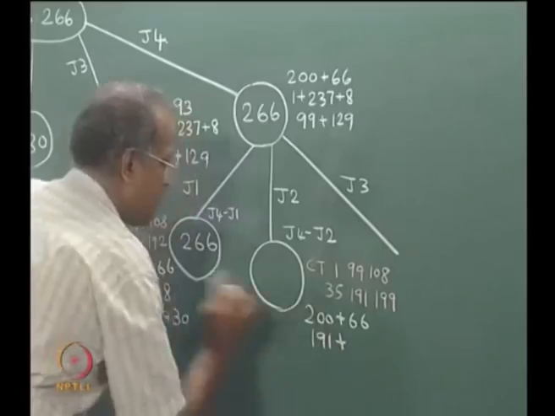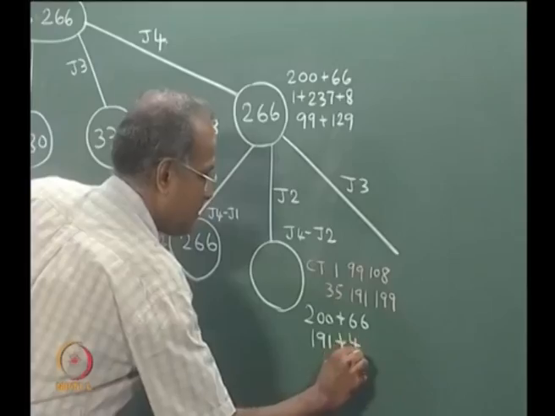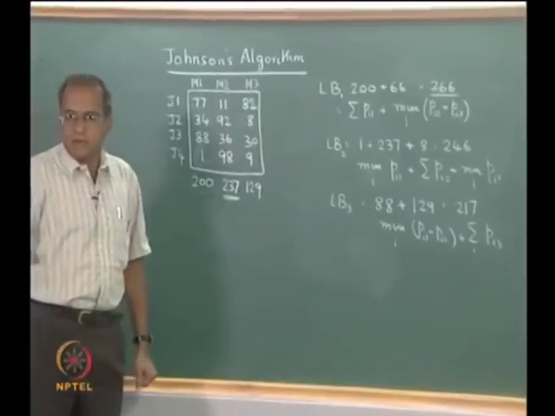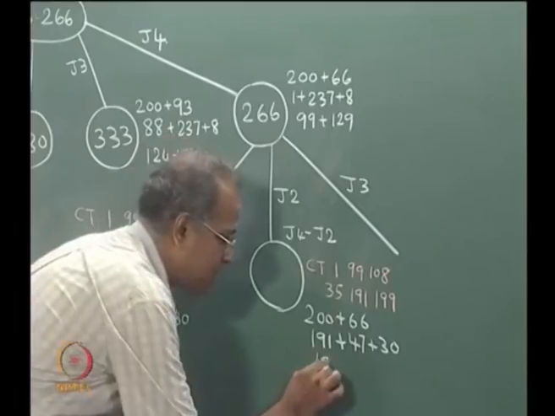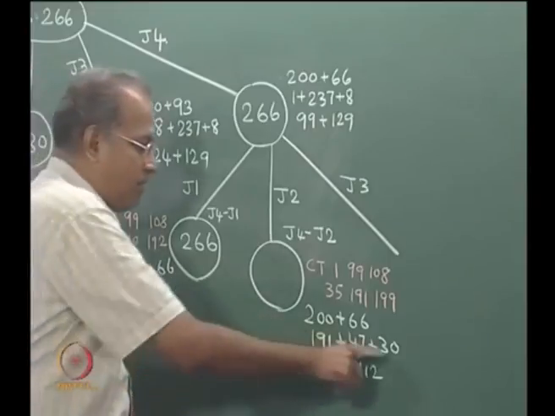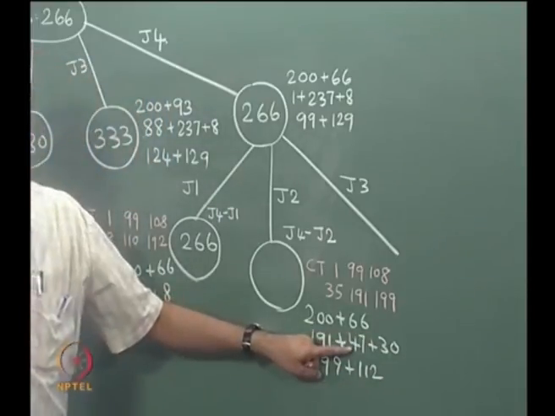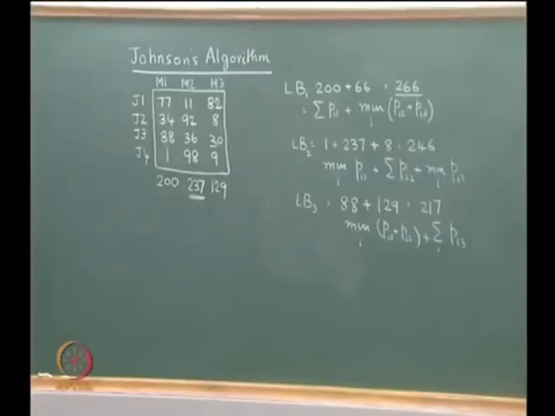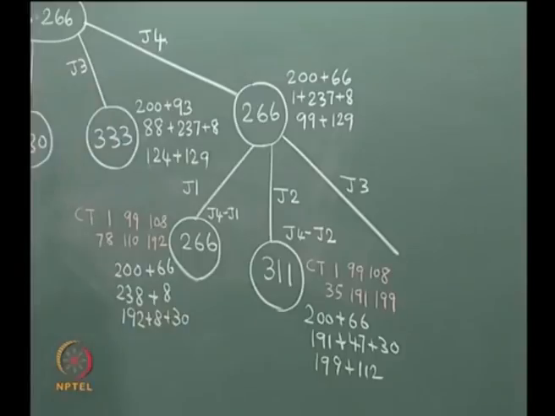So, this will be 191 plus the sum of processing times of 1 and 3, which is 11 plus 36, which is 47, plus 30. Now, as far as M3 is concerned, M3 is available at 199 to do 1 and 3. So, 199 plus 82 plus 30, which is 112. So, 199 plus 112. Now, this is 266. Now, this is 191 plus 30 is 221, 228, 268, and this is 199 plus 112, 211 plus 100 is 311. So, the lower bound becomes 311 when we do this.